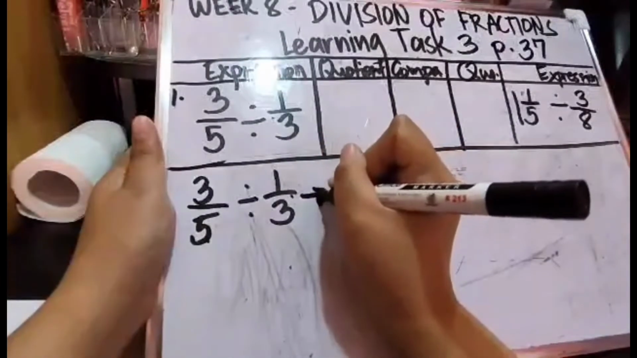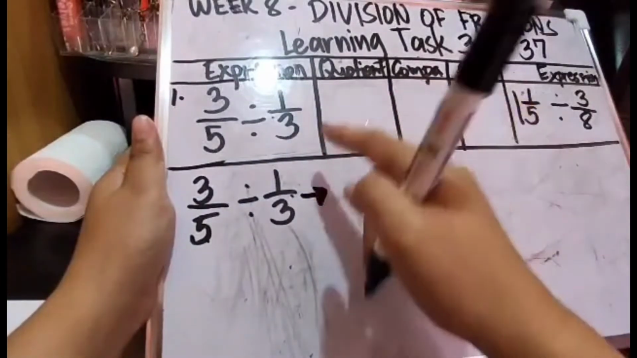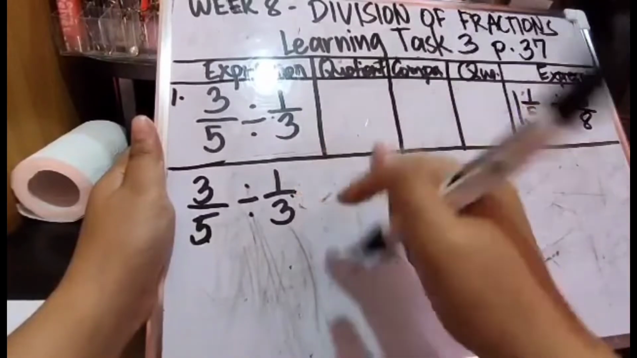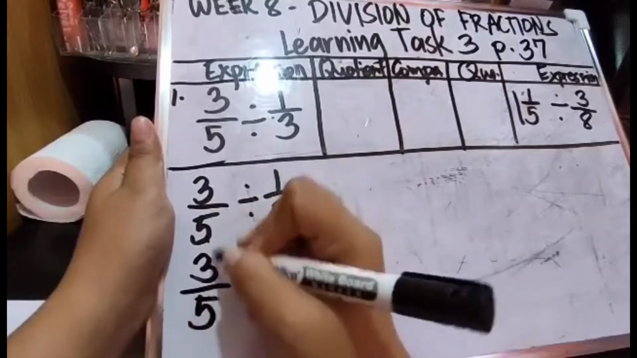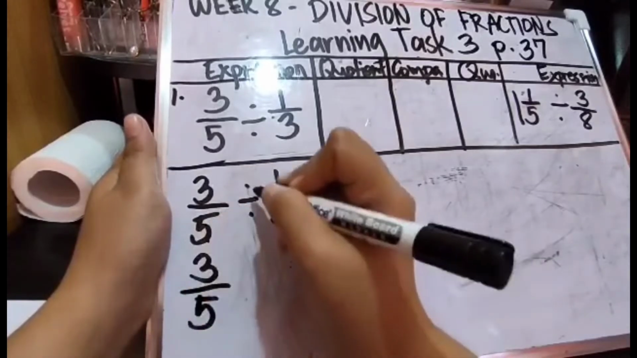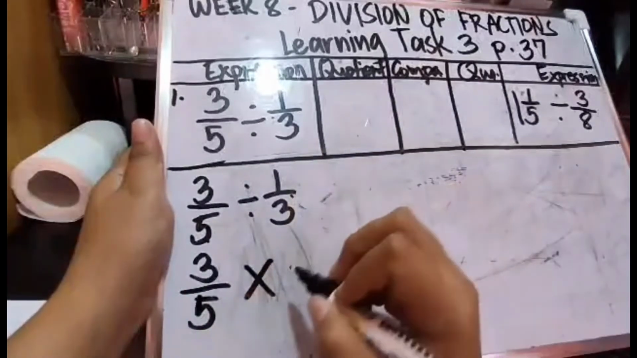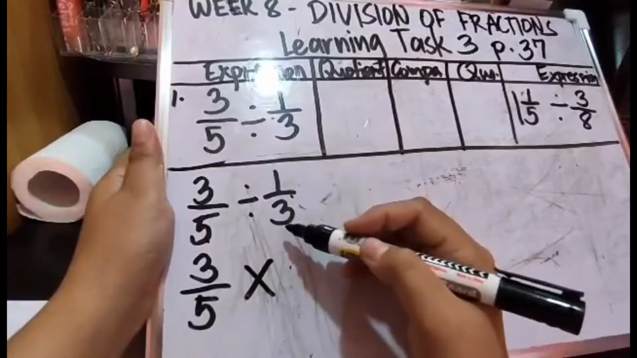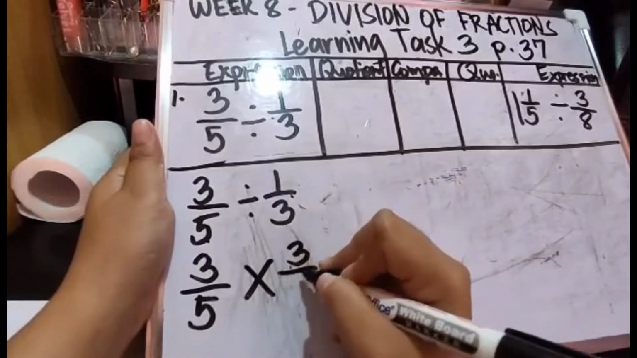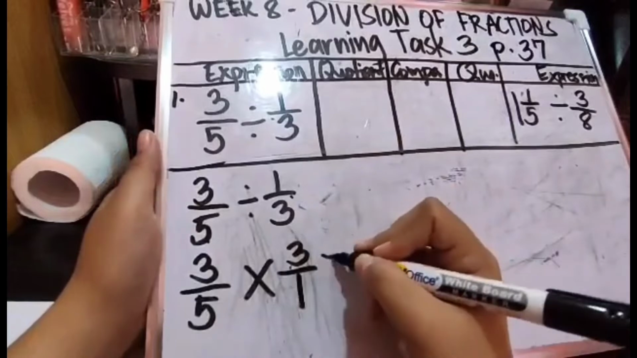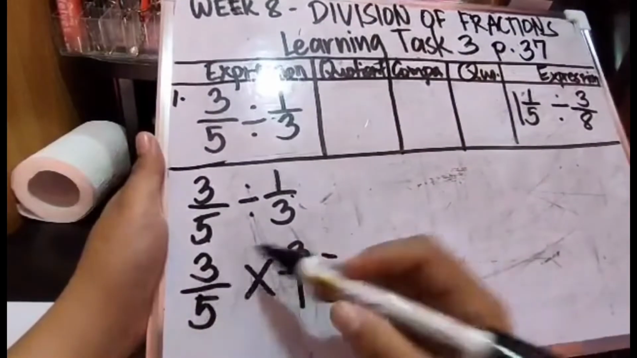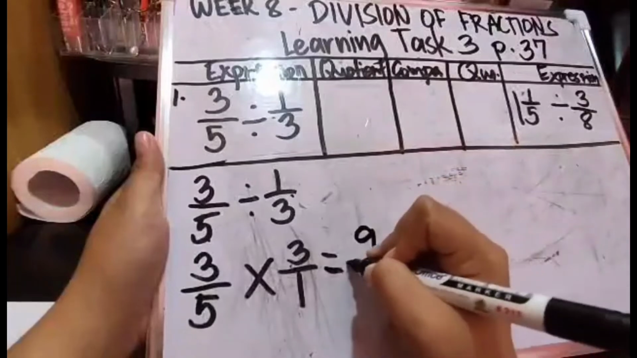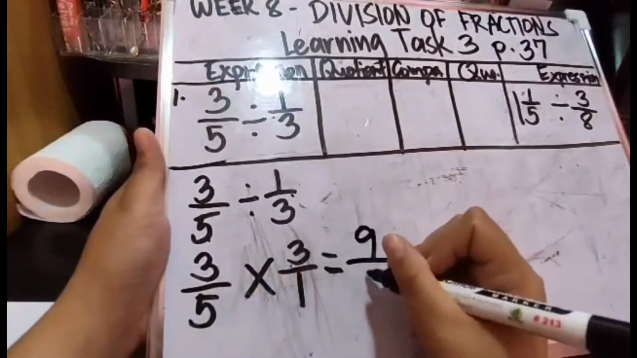So, dividend, kopya lang. Ibaba natin dito sa baba. Ito, si dividend, kokopyahin mo lang. 3/5. Si division, magiging multiplication. Si 1/3, magiging 3/1. Kasi kabaliktaran. Equals. Okay. Pwede ka na mag-multiply. 3 times 3 is 9 over 5 times 1 is 5.